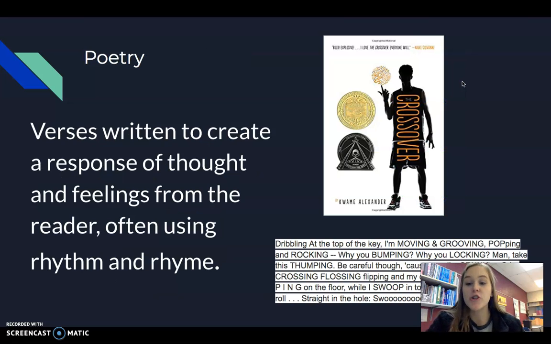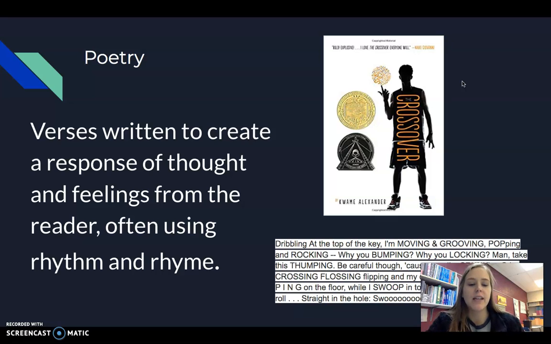Next, we have poetry. Poetry is verses written to create a response of thought and feelings from the reader, and they often use rhythm and rhyme. Now, all poetry doesn't have to rhyme, but sometimes it does. An example is The Crossover. Some of you may have read that. It's a book written completely in poetry. I've got a little excerpt from the book to kind of give you an idea of what it looks like.